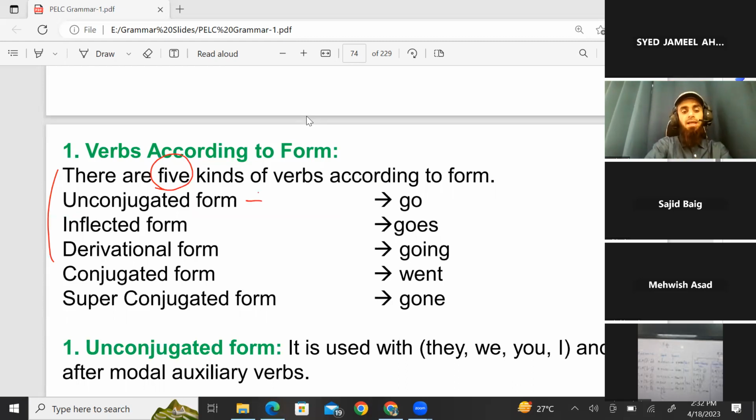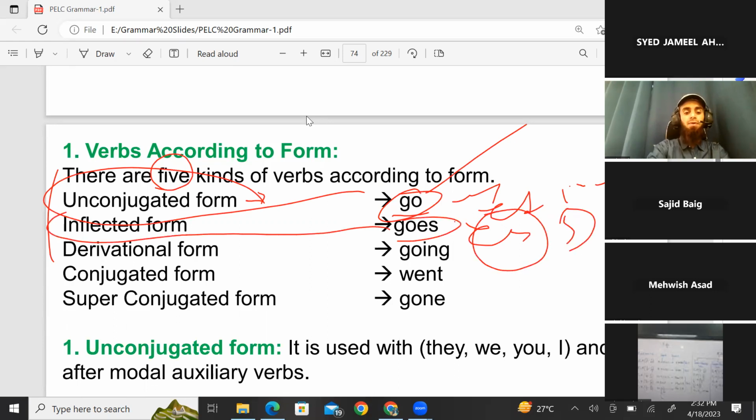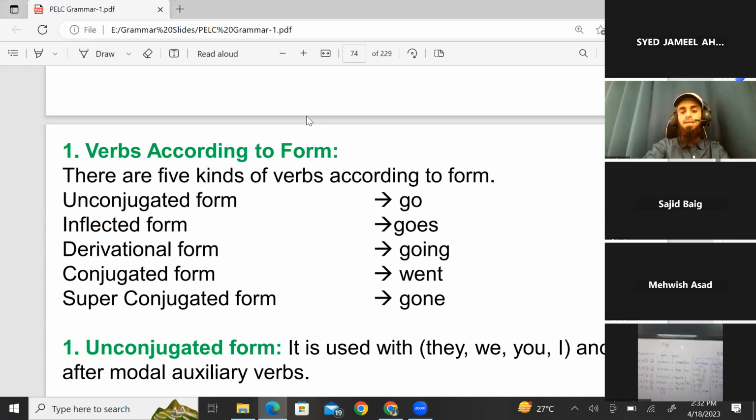The first one is unconjugated, where you don't add any additional word or letter to the word, like go, write, read, speak, listen. You don't add ed or ing or s or es, etc. Right? The simple form of verb, the first form of verb, is called unconjugated. But if you add s or es according to the present simple rule to any word, that is called the inflected form, right? That is inflected with s or es, by the addition of s or es.